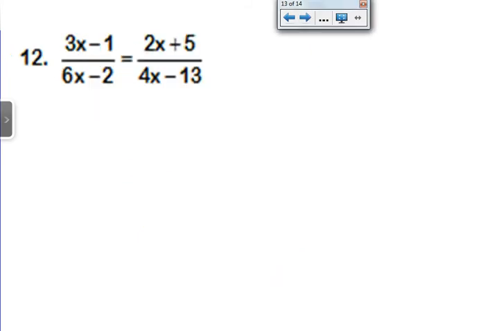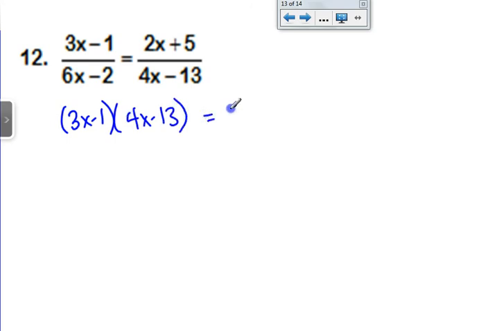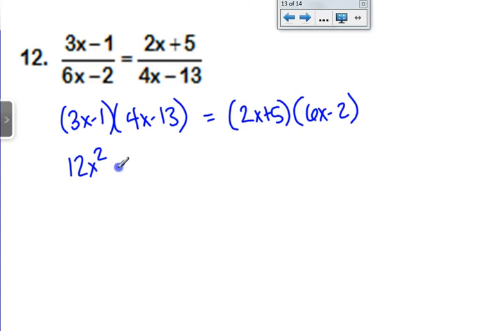Number 12. Again, you're going to cross multiply. This one's a little messier because there's quite a lot of foiling. So 3x minus 1 times a 4x minus 13 equals 2x plus 5 times the quantity 6x minus 2. So when I go ahead and FOIL this, this gives me a 12x squared, let's see, minus 39 minus 4.